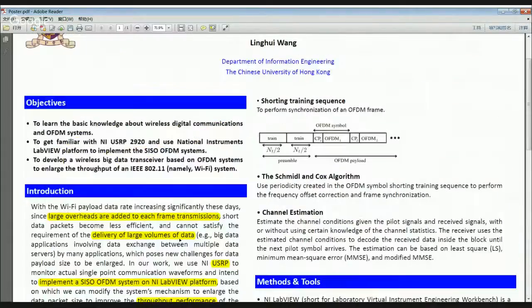Okay. As our project aims to enlarge the payload size, we mainly focus on the information transmission and recovery part, which relates to the following algorithms. First, I will introduce the short training sequences. We can see from this structure that there are two training sequences appended before the following OFDM symbols. These preambles are used to estimate the following symbols.